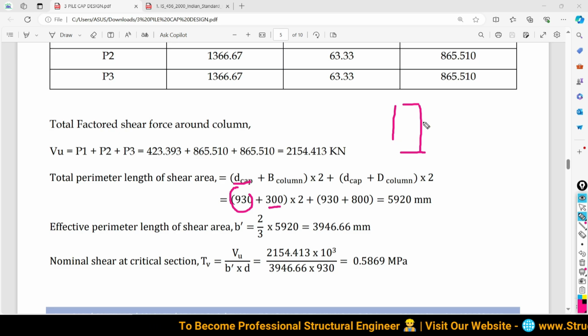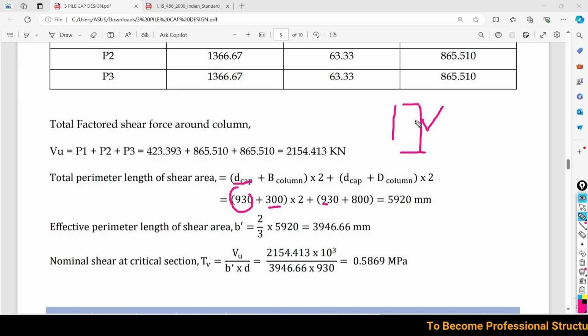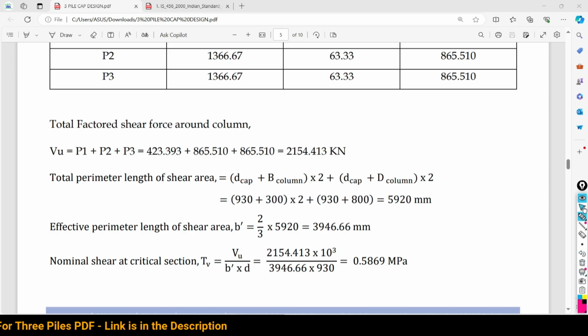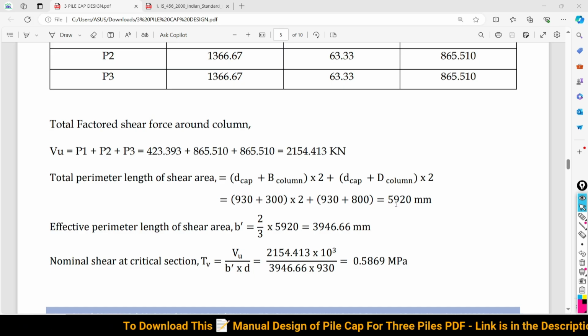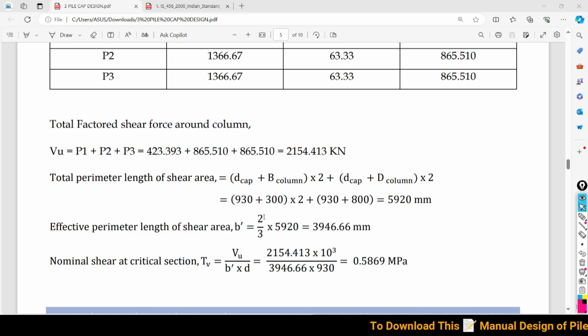And the sides, how can you calculate them? Depth of the pile cap plus depth of the column is 800, and you have to multiply it by 2. By mistake, the multiplication by 2 is missing here. We will correct it in the final file. So finally, what value are we getting? 5920, the value we are getting in mm. It is the total perimeter length of the shear area. This final value is actually correct, only we have to multiply it by 2 in the working. I will correct it.